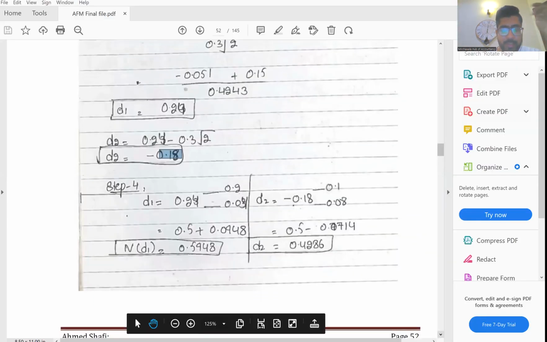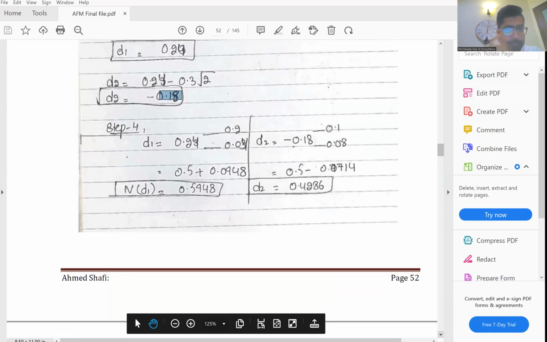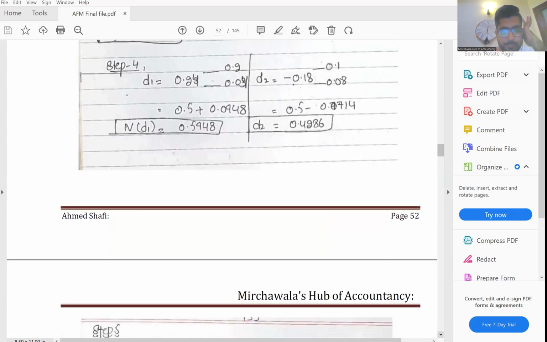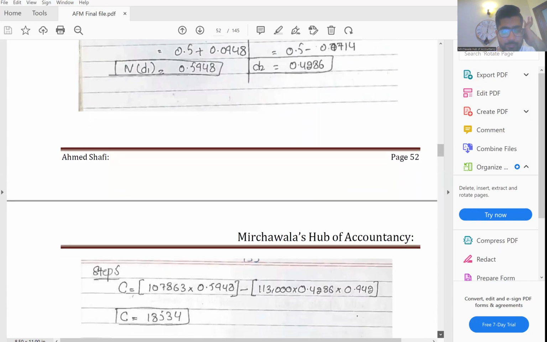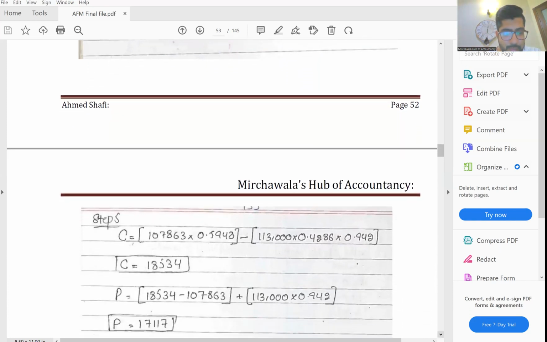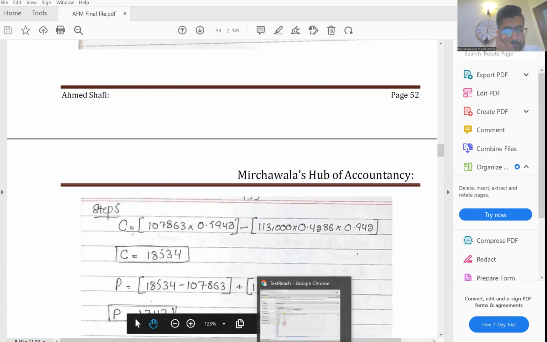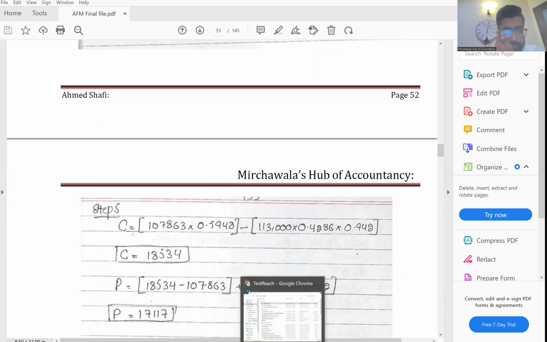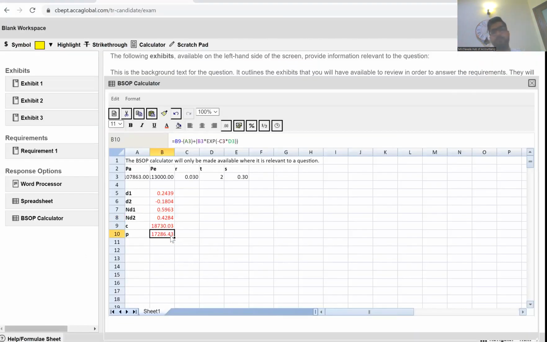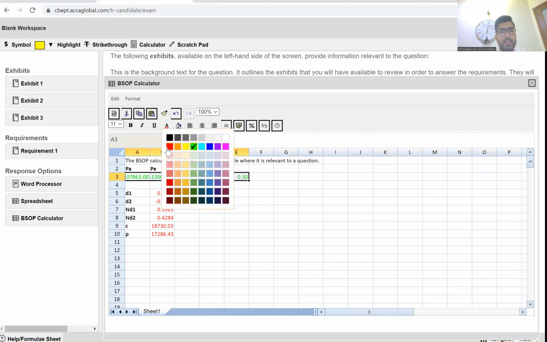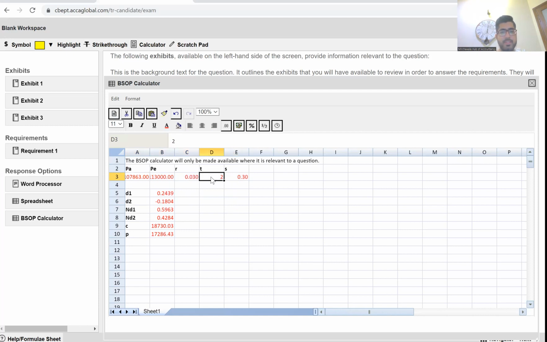Call and put I did manually. See, 18,500, 17,100. So I just have to put PA, PE, R, S, T now. Once I put these 5 figures, everything will come directly. No need to do anything else. You just have to enter all of this. And once you enter all these 5, everything is ready.